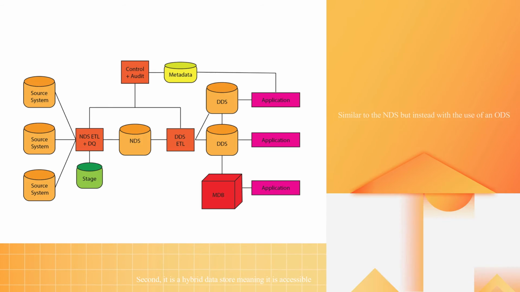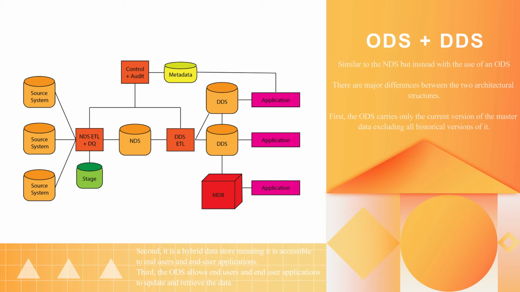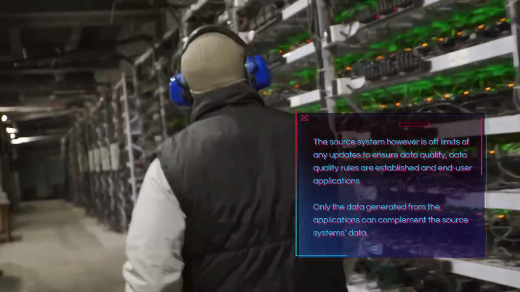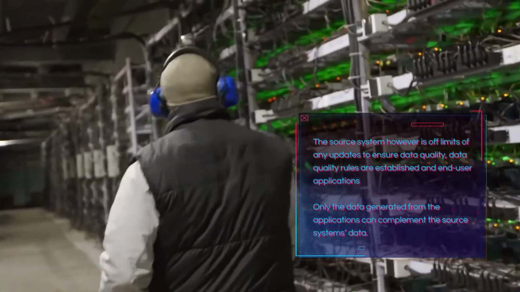Similar to the NDS, but instead with the use of an ODS. There are major differences between the two architectural structures. First, the ODS carries only the current version of the master data excluding all historical versions of it. Second, it is a hybrid data store, meaning it is accessible to end users and end user applications. Third, the ODS allows end users and end user applications to update and retrieve the data. The source system, however, is off limits of any updates to ensure data quality.